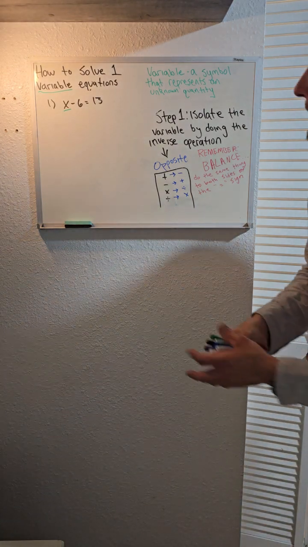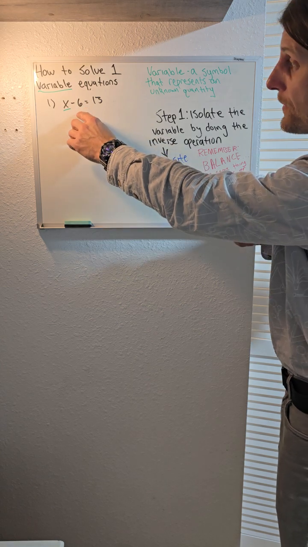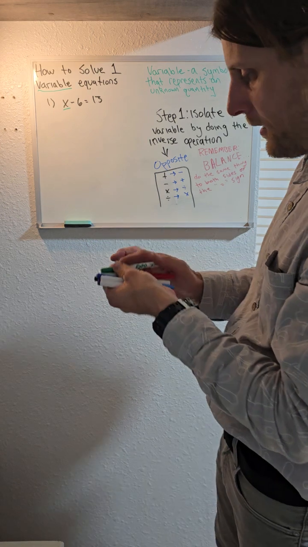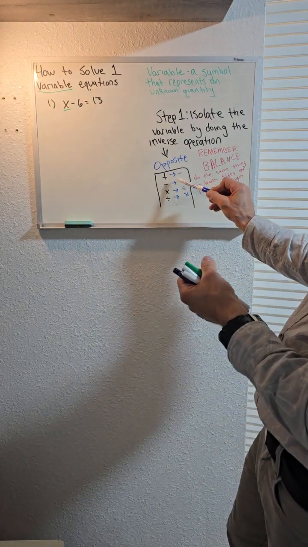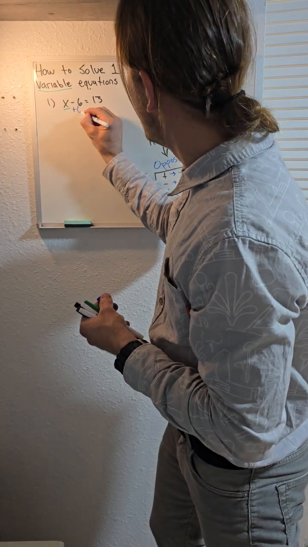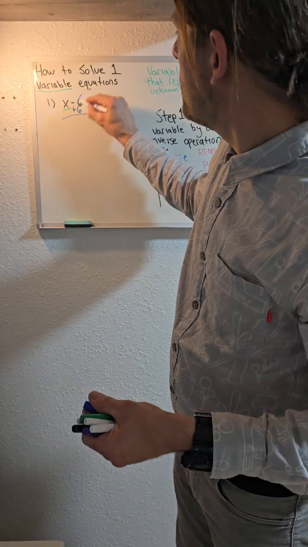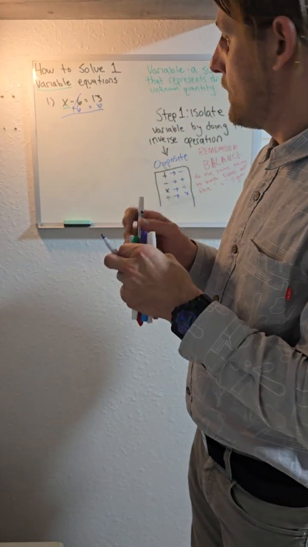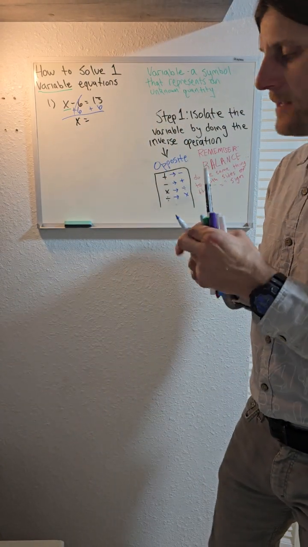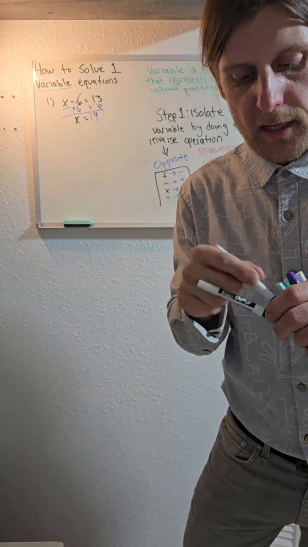In this case, x minus 6 is 13. The inverse is adding 6. So we would add 6 to both sides. The opposite of subtracting is adding. Our 6's cancel out. We drop our x down. 13 plus 6 is 19. And we get x is equal to 19.